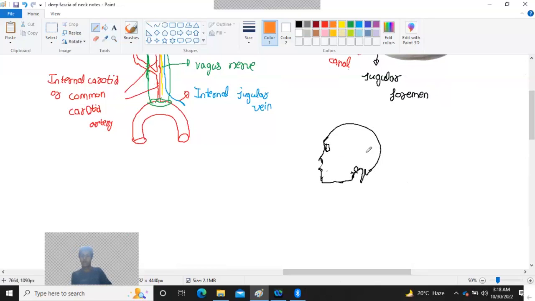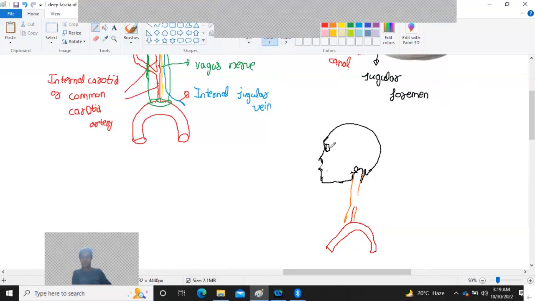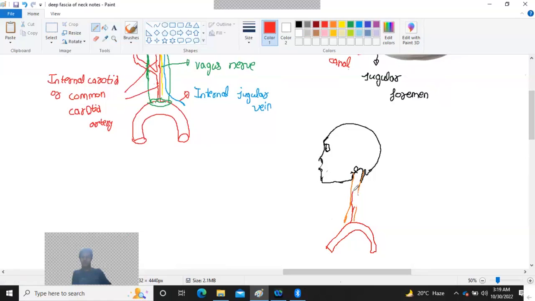So this fascia starts from here and then goes deep down to the arch of aorta. Here is the arch of aorta. And here is the internal carotid and many things. So this is the pattern of how the carotid sheath is arranged.